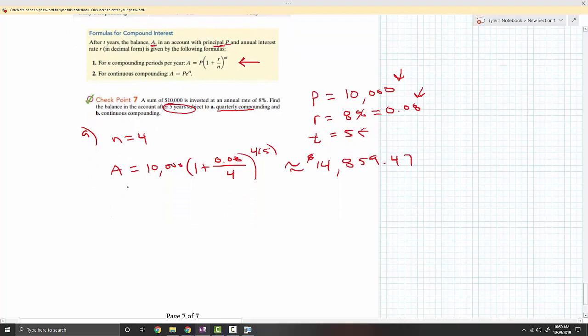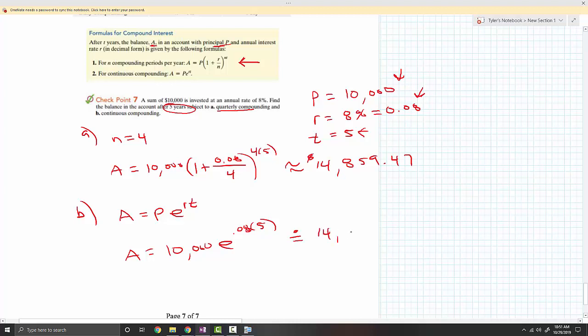So then part B, we're doing continuous compounding is the difference. So I want to use the second equation for continuous compounding. You have A equals P times e raised to the rt power, right? So in our case, the principal is 10,000, and then you'd have e, and then your rate is 0.08, and then the time is 5. So if you plug this into your calculator, you should get approximately $14,918.25.